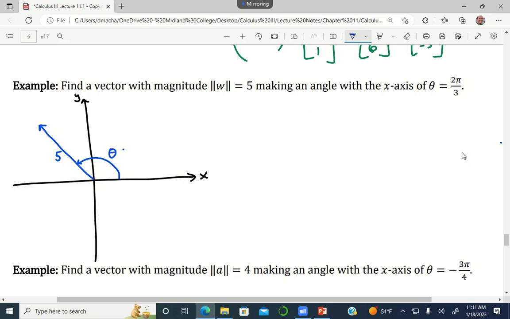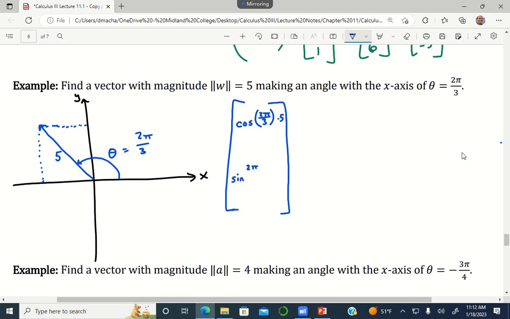Anyways, my angle theta is 2 pi over 3. My magnitude is 5, and so I'm trying to find basically what are the x and y coordinates of the tip of this vector, where the little arrowhead is. What is the x value here, and then what is the y value? So this is just a trigonometry problem, really. My x coordinate is going to be the cosine of 2 pi over 3 times 5. And then my y is just going to be the sine of 2 pi over 3, again times 5. So, what is cosine of 2 pi over 3?